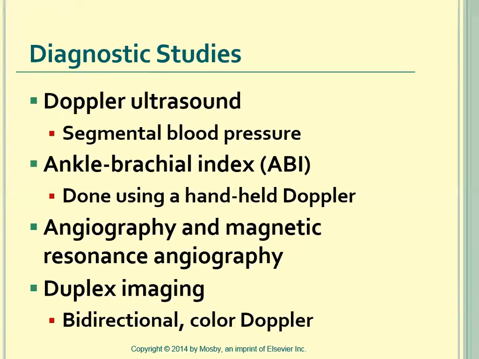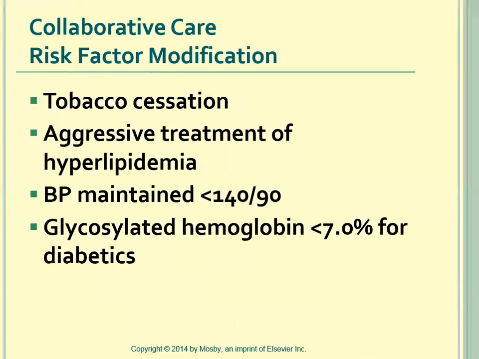And then we can also do ABIs. Ankle brachial index is also part of a PAD screening tool, and all this is done by ultrasound Doppler. And then angiography and MRIs can also help pinpoint the location and the extent of PAD.